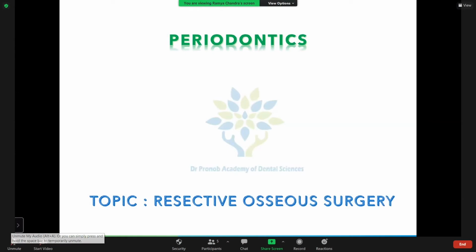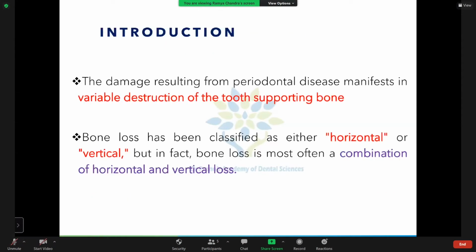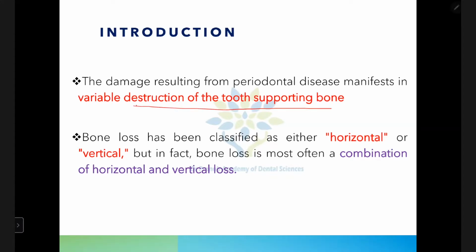Everyone. Today's topic is about resective osseous surgery. So first we'll start with the introduction. Because of the periodontal disease, there will be a lot of destruction of the tooth supporting bone. Because of the periodontal disease, there will be a lot of bone deformities that are created. So these bone deformities should not be there.